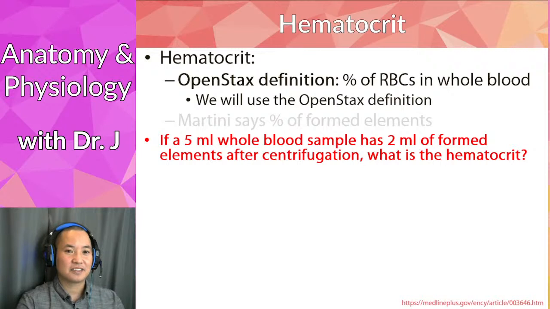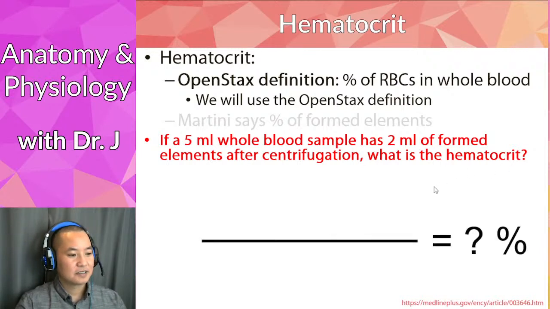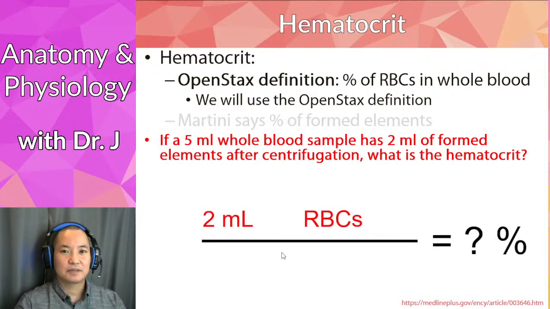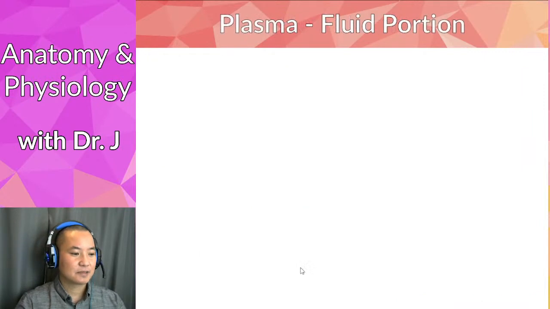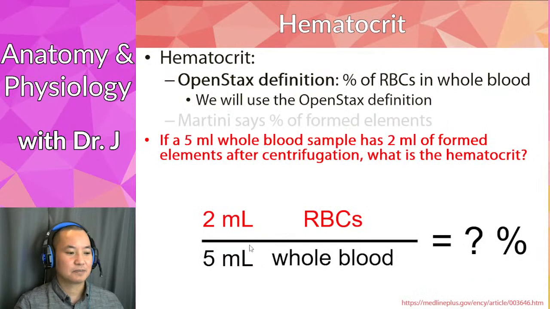And you do have all the information here. So what you do is just take 2 mL red blood cells over 5 mL of that whole blood sample, and then convert it to a percentage. And what's the easy way to convert it to a percentage? Well, in terms of decimal, it would be 0.4. Multiply that by 100%, so then you get 40%.